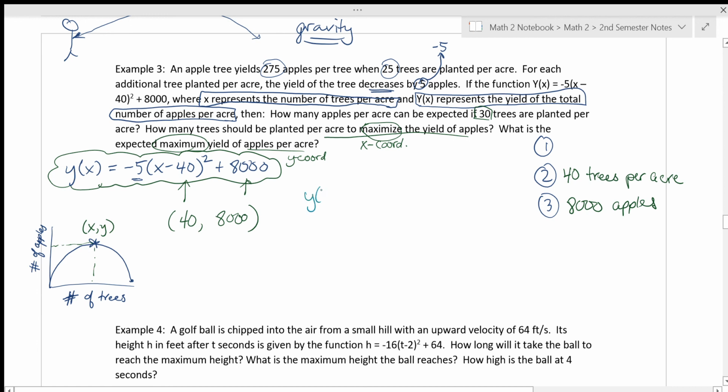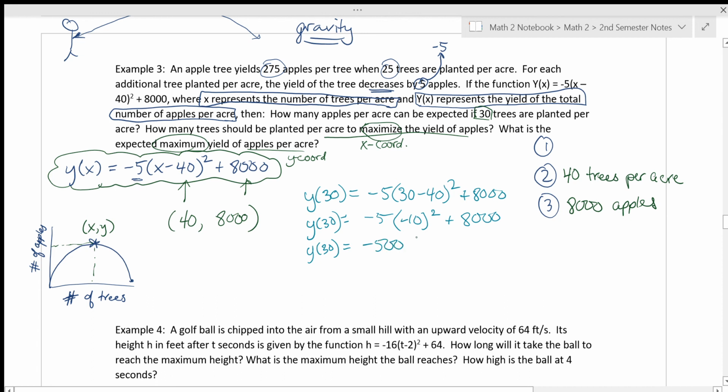So if we planted 30 trees per acre, that would be -5 times 30 minus 40 squared plus 8,000. 30 minus 40 is -10. We're going to square it and multiply it by -5 and then add it to 8,000. Okay, y of 30 equals, negative 10 squared is 100, times negative 5 is negative 500, plus 8,000. So if we plant 30 trees per acre, we can expect a yield of 7,500 apples.